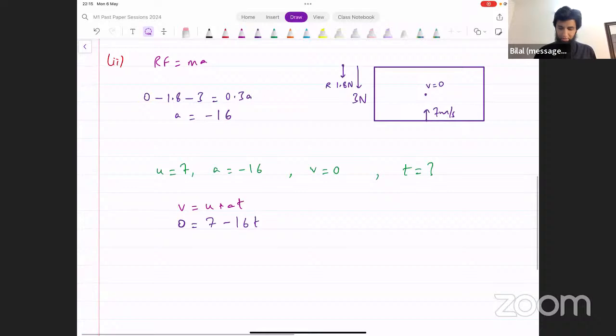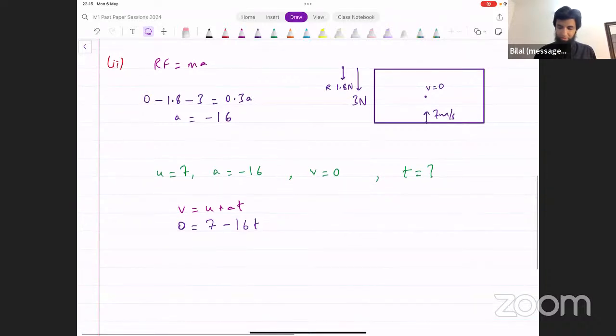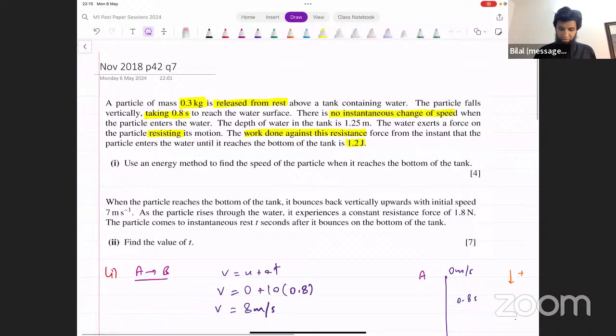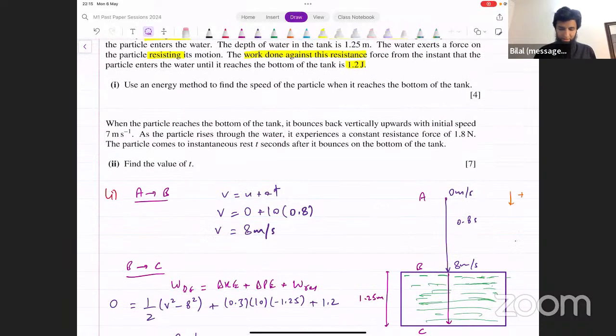Initial velocity is 7. Acceleration is minus 16. It comes to rest instantaneously, t seconds after this.